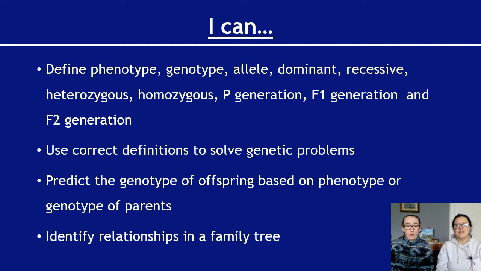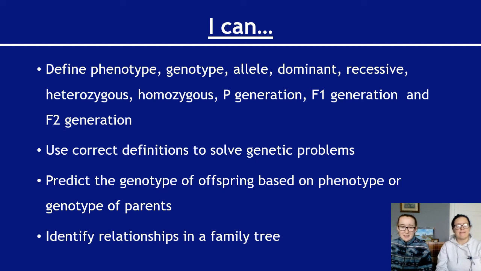But we've talked to you a lot of words, so you should now be able to define phenotype, genotype, allele, dominant, recessive, heterozygous, homozygous, the P generation, the F1 generation, and the F2 generation. And if you can do all them, these questions are going to be a whole lot easier for you. Okay, and it's about using those definitions to solve genetic problems. That is the skill you have to be able to do. Naming the stuff above isn't enough in terms of exam stuff. You need to be able to use those definitions to solve genetic problems.